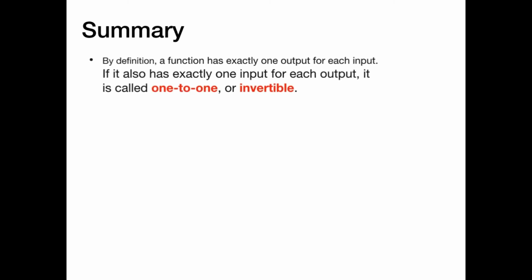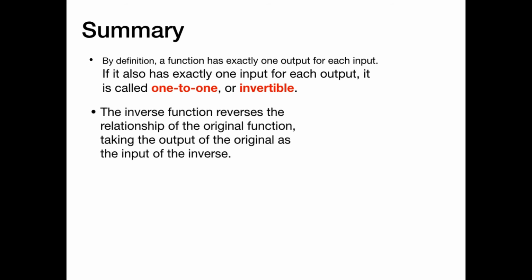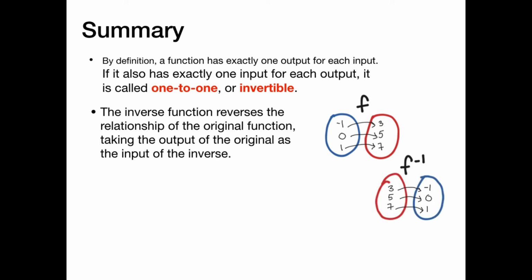This video covered quite a bit, so here's a summary. By definition, a function has exactly one output for each input. But if it also has exactly one input for each output, it's called one-to-one, or invertible. The inverse function reverses the relation of the original function, taking the output of the original as the input of the inverse. And the inverse is notated f with a little -1 exponent.